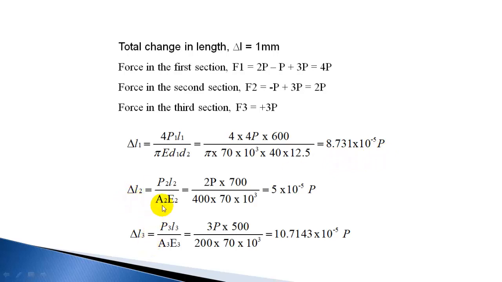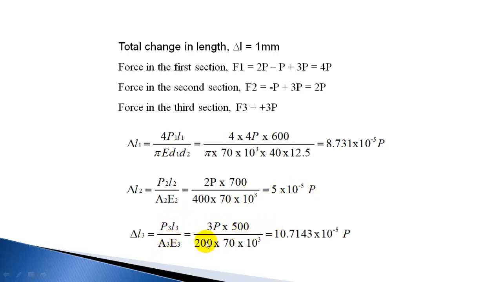The next two portions have uniform area of cross section. So delta L2 is P2 L2 divided by A2 E2. The force in the second section is 2P, the length is 700, the area is 400 and Young's modulus is 70 into 10 raised to 3, which gives 5 into 10 raised to minus 5 P.